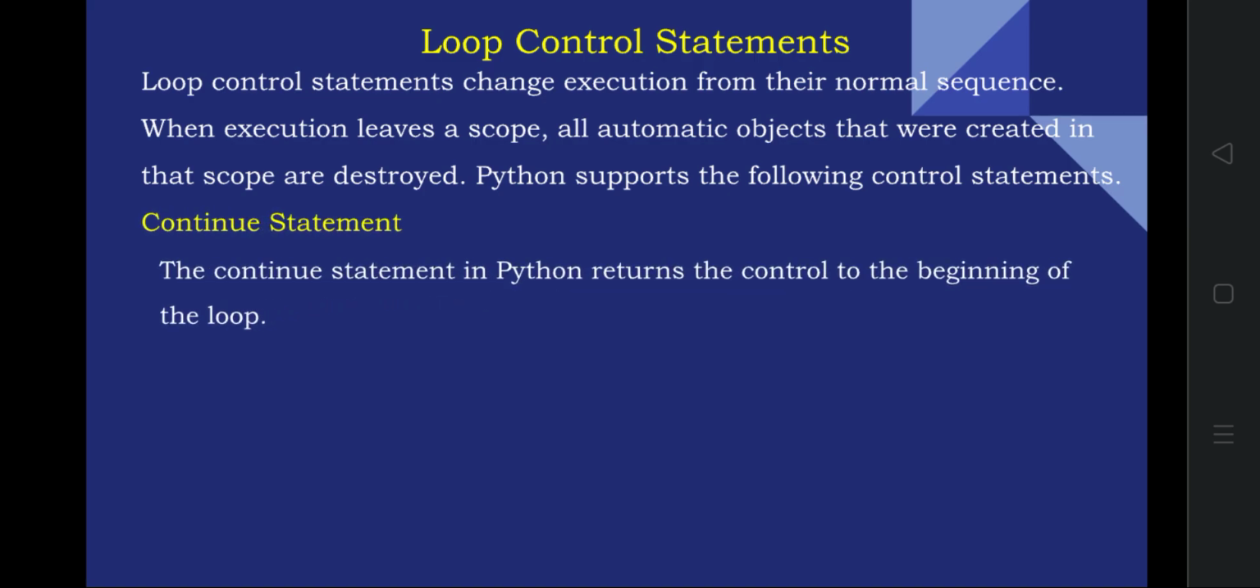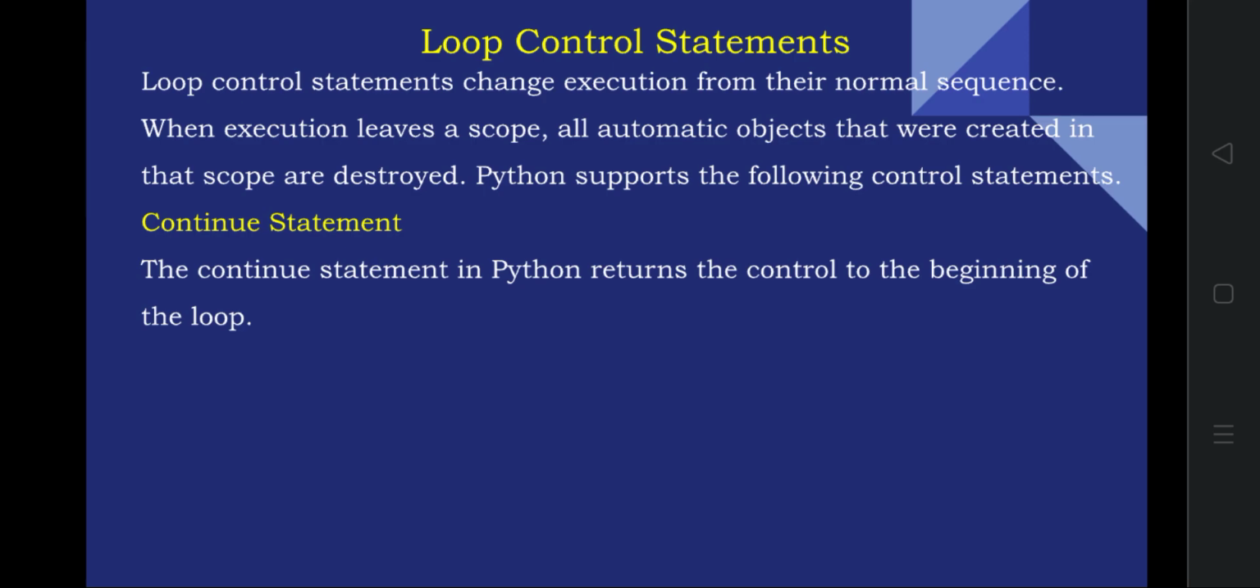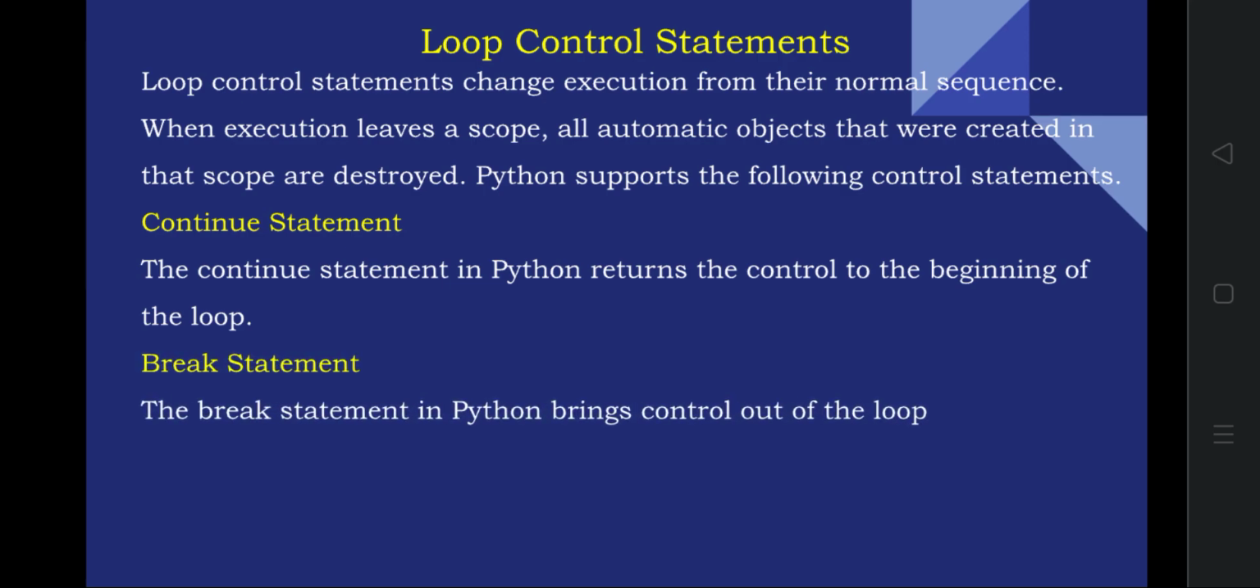They are the continue statement. The continue statement in Python returns the control to the beginning of the loop. So we have started a loop and written some code, and when you want to go to the top of the loop, you use the continue statement. The next statement is the break statement. The break statement in Python brings control out of the for loop, to the following statement.